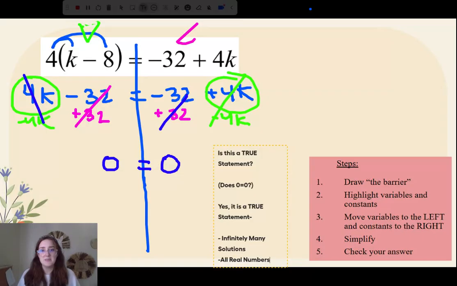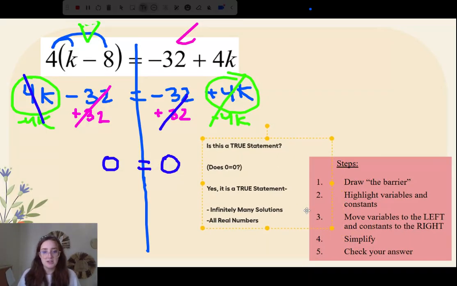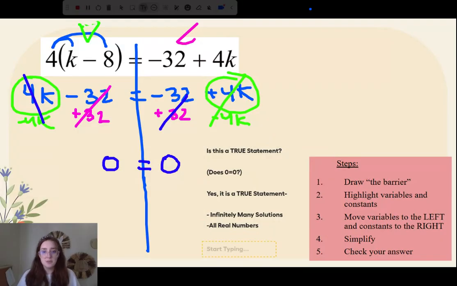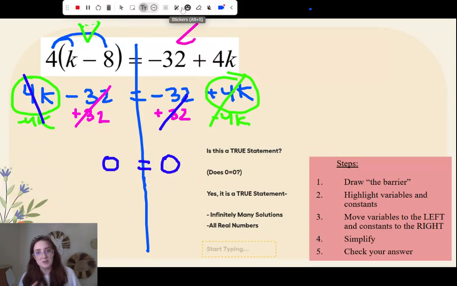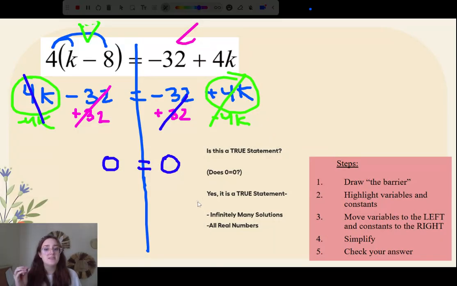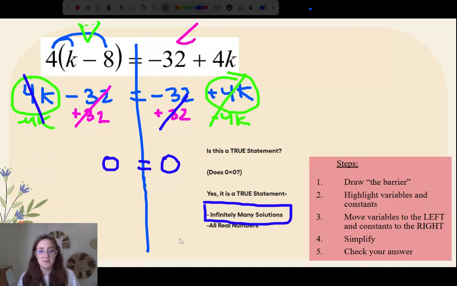They both are saying the same thing, so it doesn't really matter which one you choose. All right, so again, was this a true statement? Yes or no? If it is, infinitely many solutions. So infinitely many, that's what we're using for our class. And that's it. That's our answer. Infinitely many for this one.